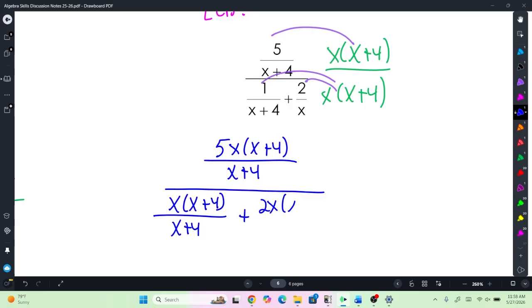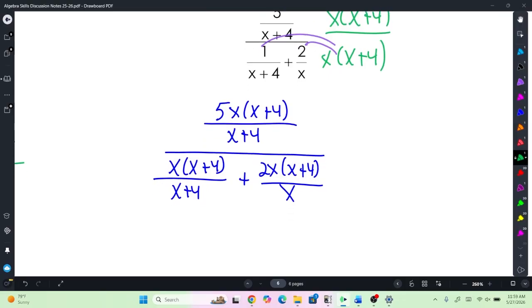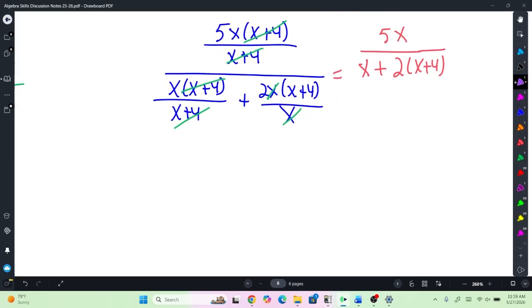And then 2x times x plus 4 over x. Now we can cancel x plus 4's, x plus 4's, x and x. So we are going to be left with 5x over, we're going to have x plus 2 times x plus 4. That we can distribute that 2. When we distribute that 2, we get 2x plus 8. So our final answer is going to be 5x over 3x plus 8.